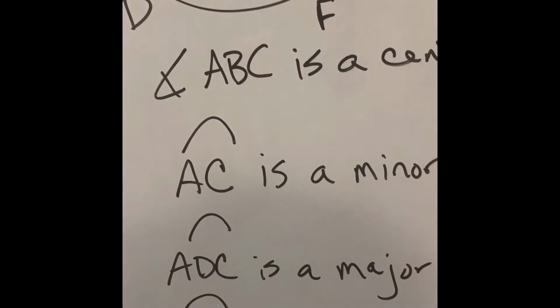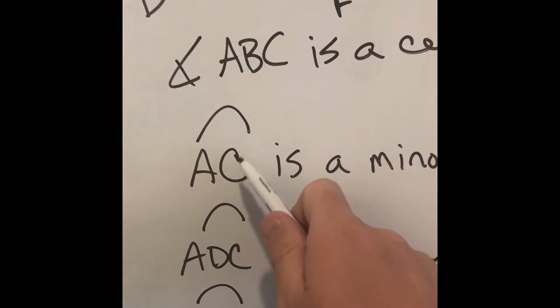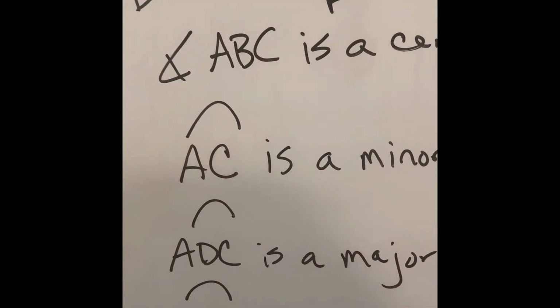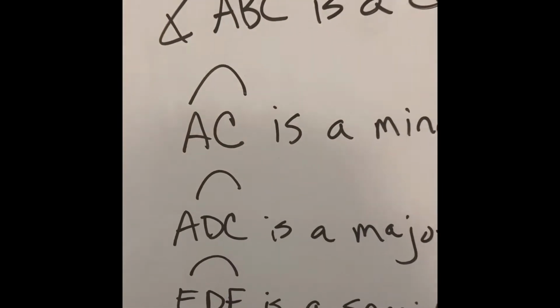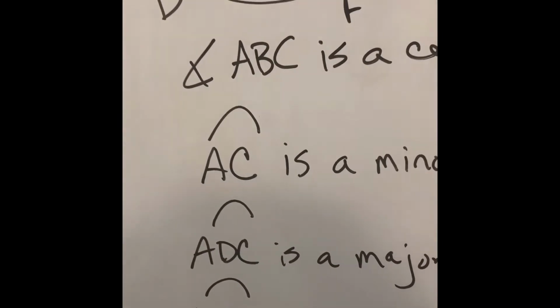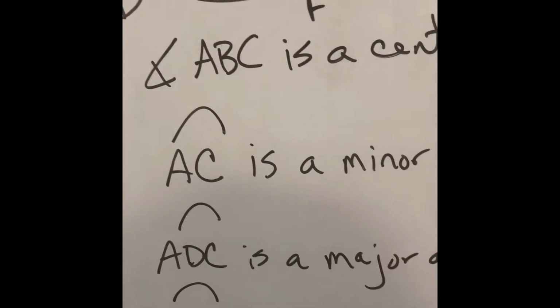Now notice how I named these as well. Minor arcs, you're usually going to see two letters. Sometimes you'll see three, okay? But you'll see two letters. Major arc has to be three letters in the name. Semicircle, more than likely you're going to see three letters for that as well.